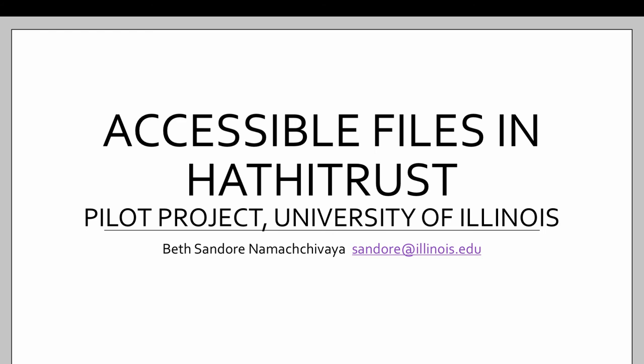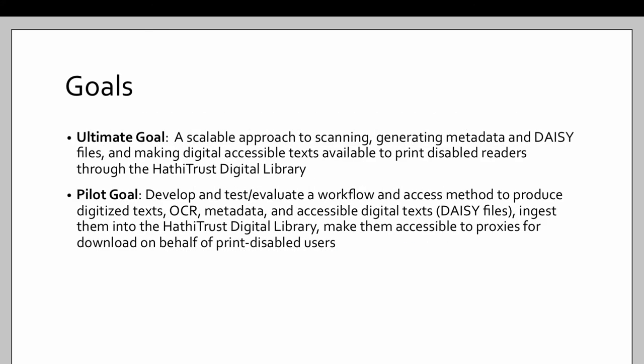So the University of Illinois has been working with HathiTrust Digital Library, and their ultimate goal is to develop a scalable approach to scanning, generating metadata and DAISY files, and making digital accessible text available to print-disabled readers through the HathiTrust Digital Library. The pilot partners are the library and the Digital Resources and Educational Services. They refer to them as DRES, unit of the University of Illinois at Urbana-Champaign, and the HathiTrust Digital Library.